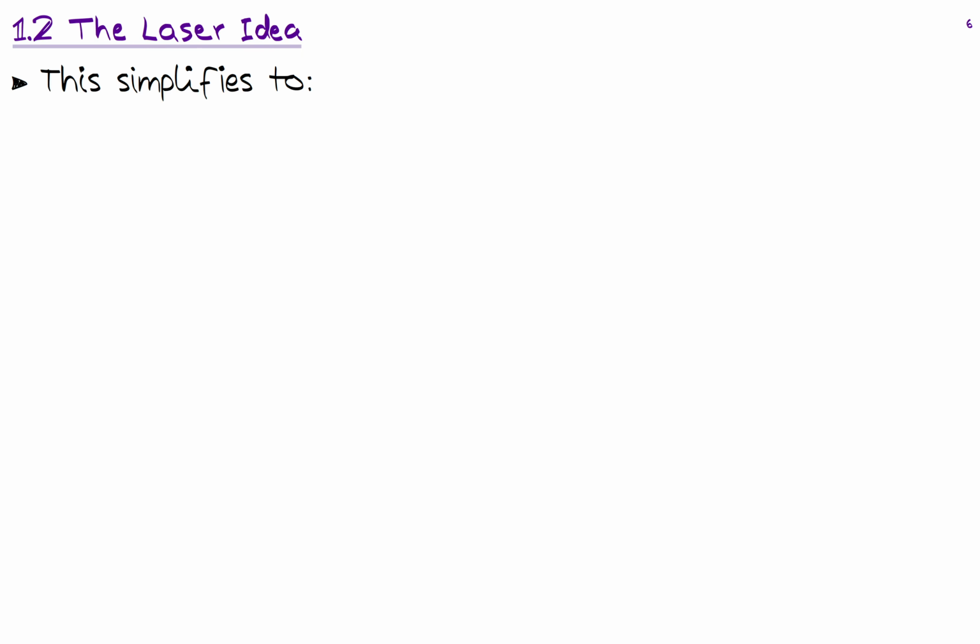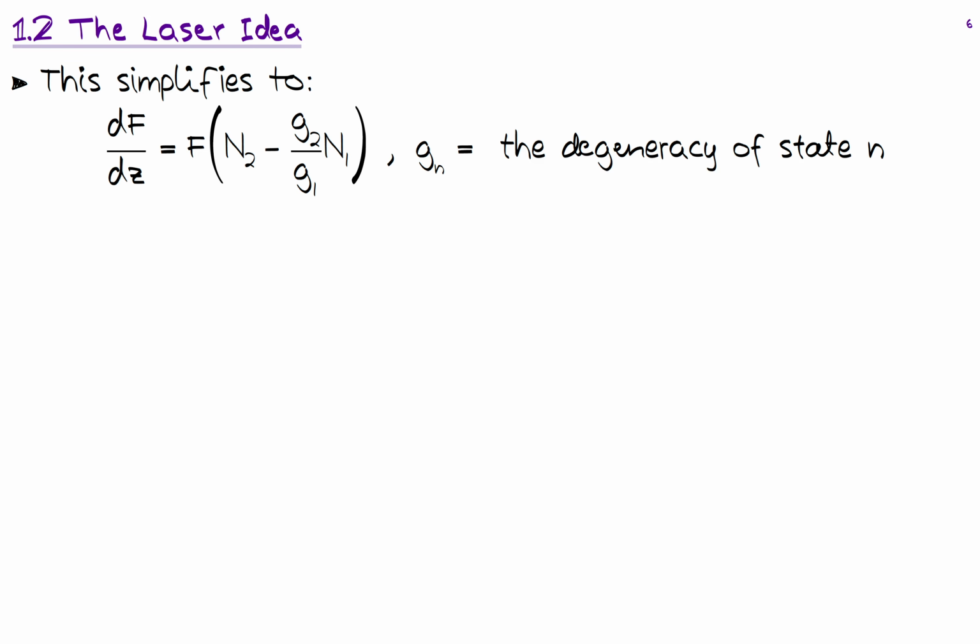Let's proceed. We can simplify this equation so that we can write a differential like this: the change of photon flux with respect to propagation is equal to photon flux times (N2 minus G2 divided by G1 times N1). Here G1 and G2 are the degeneracy factors of these states. We may have degenerate states, and that's the factor taking into account that physics, but usually we do not really need to deal with these factors in this course.